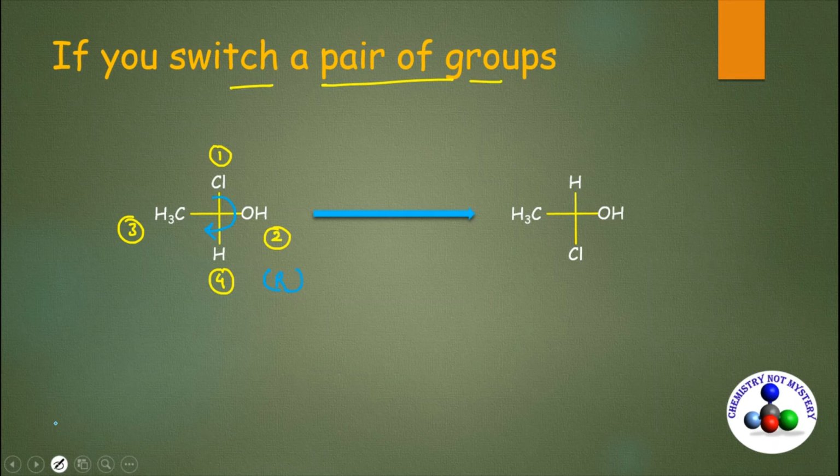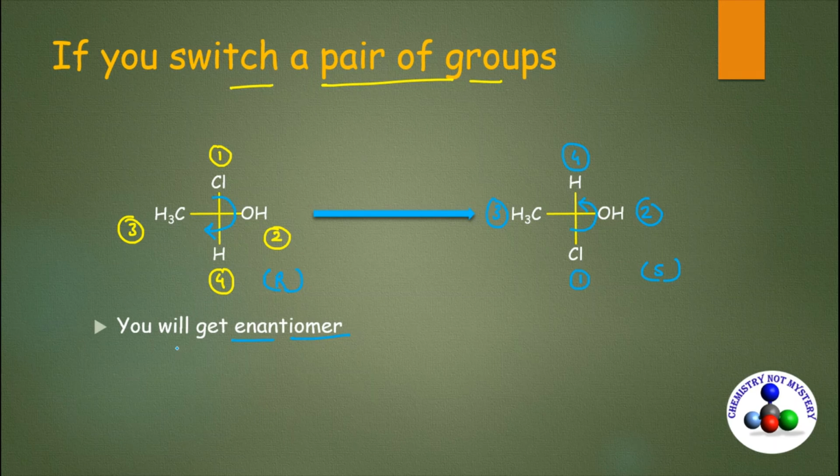Now rank the groups in the second molecule. So Cl will get first priority, OH second priority, methyl third priority, and hydrogen will get fourth priority. So now when you draw an arrow in this molecule, you can get an arrow in the left direction. So the configuration of this molecule will be S. So what will happen when we switch a pair of groups? You will get an enantiomer.